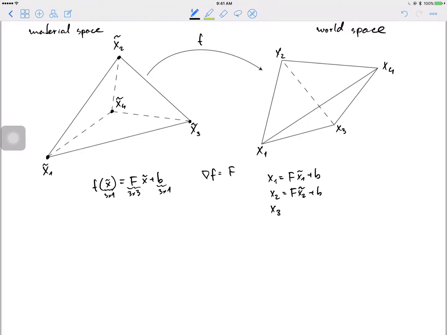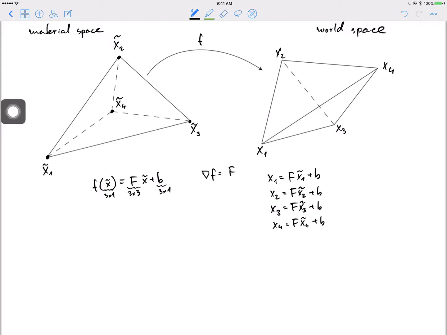All right, this is kind of boring. This is just saying x3 is F x3 tilde plus b, and x4 is F x4 tilde plus b. Okay, this is just saying that the same mapping is applied to all of the nodes.